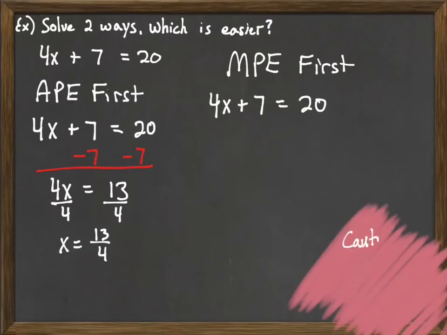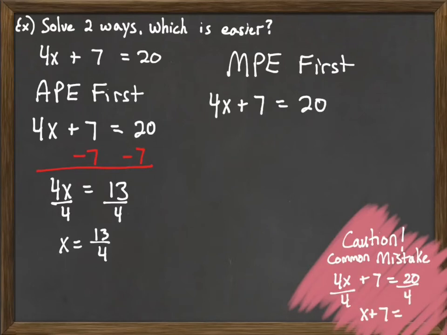But be careful. There is a really common mistake here. And that is people will divide by the 4. They'll get it out of the x, and they'll divide by the 4 on the 20. They'll get x plus 7 equals 5. But that gives us a different answer than this. And so the answer can't be different. It has to be the same. So somewhere here we made a mistake. And it's a really common mistake, and that is they forgot to divide everything by 4.